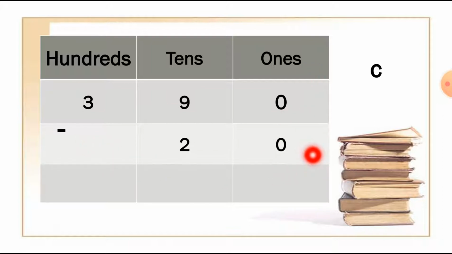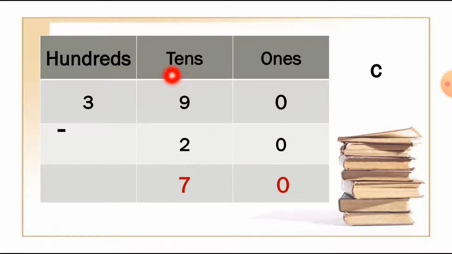Now let's start subtracting the numbers with the ones column. 0 minus 0. So the answer will be 0. As I told you before, whenever you subtract equal numbers, you will get the answer 0 only. So the ones column is complete. Let's move to the tens column, which is 9 minus 2. If you cut 2 from the 9, you will get the answer 7.